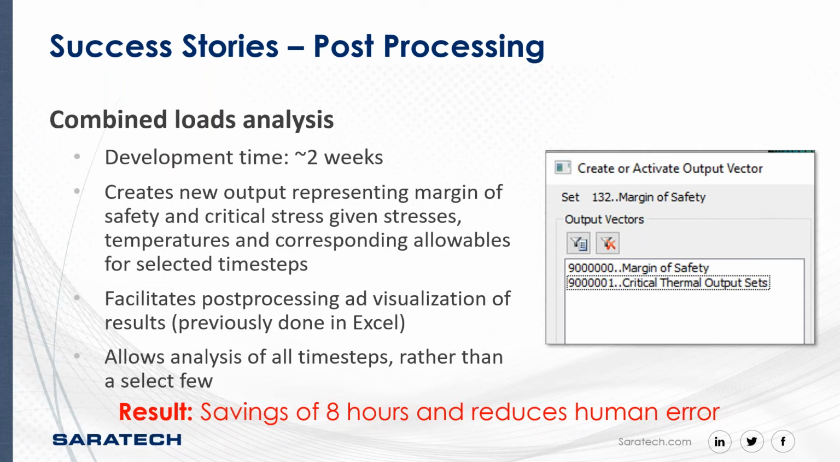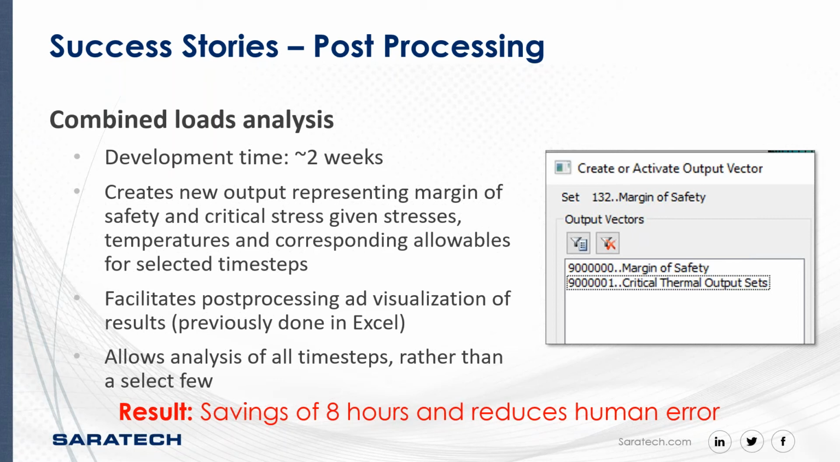But by automating this process, we were able to do away with the spreadsheet entirely so that engineers could create contour plots of the margin of safety in Femap, as well as determine what the critical thermal output set was, which means that they could look at all of the thermal cases instead of just 5 or 6 out of a couple hundred.